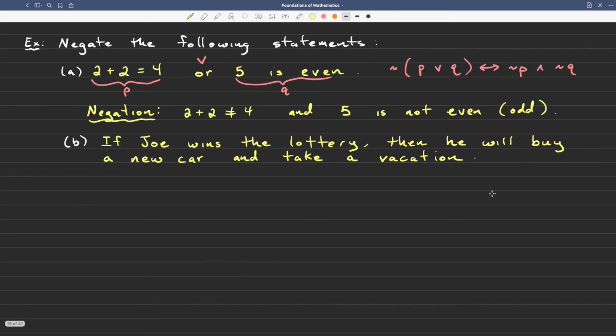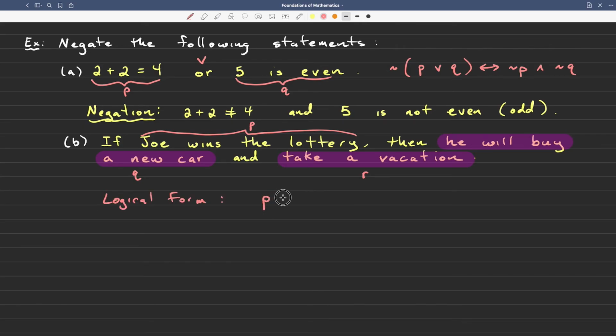How about part B? Again, I think it would be helpful to label the parts with letters. If Joe wins the lottery, let's call that statement P, then he will buy a new car, let's say Q. And then this bit, he will take a vacation, would be R. So the logical form here is P implies Q and R.